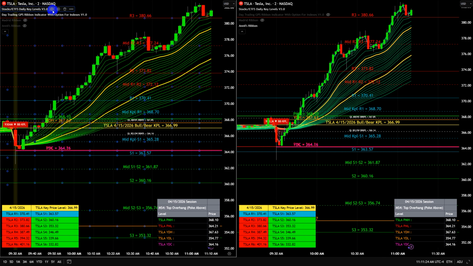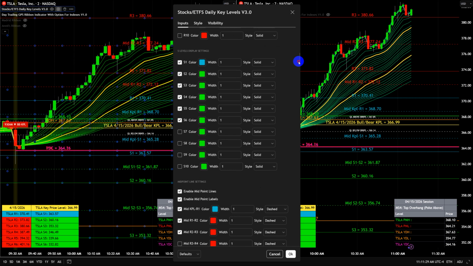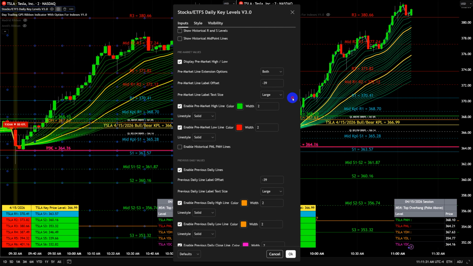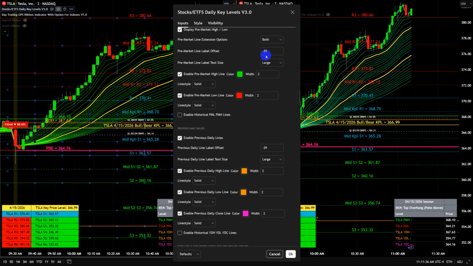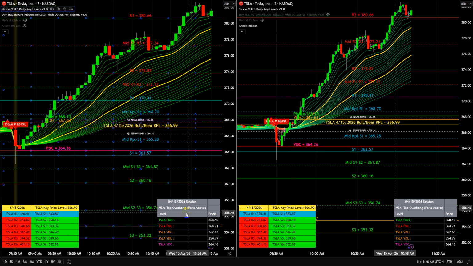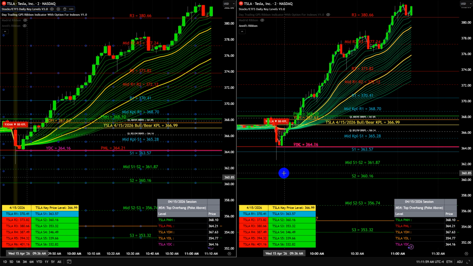If we go into the user control panel and I change the PML offset on the line label to something different, let's say I change this to minus 25 as an example for the pre-market high, pre-market low, then as you can see here, now I can clearly see the PML level even though it's right on top, because we can separate these by using different offsets.